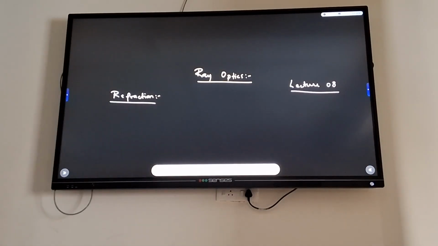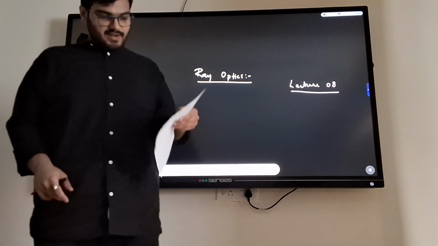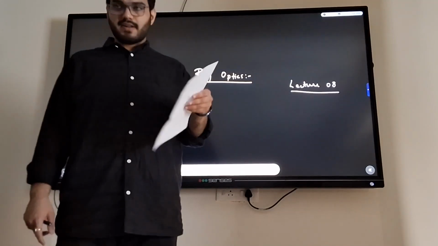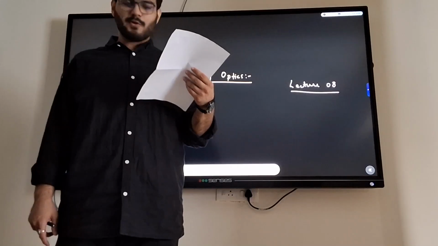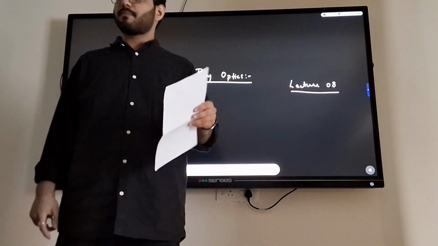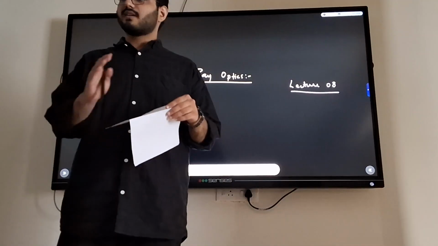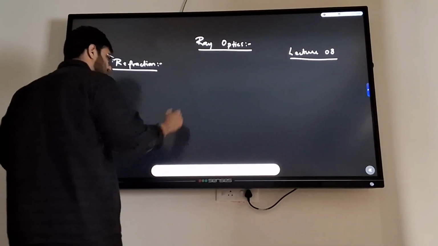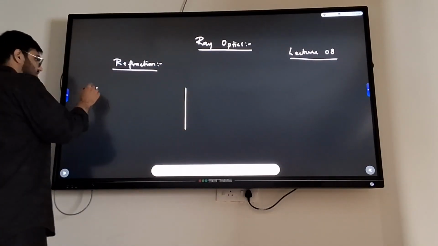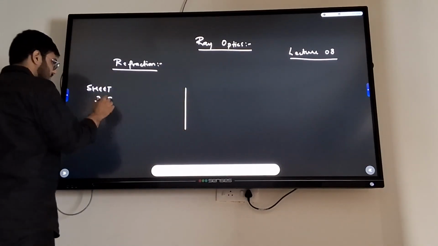Let me attempt it. So this is sheet 3. In question number 7, it's saying a ray of light traveling in a medium of refractive index mu is incident at an angle I on a composite transparent medium. Composite means there are so many layers in between the two layers that we care about, the two boundaries. So this is sheet 3, question number 7.